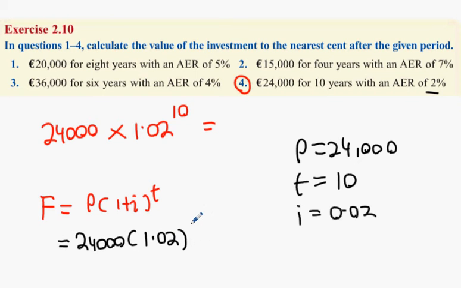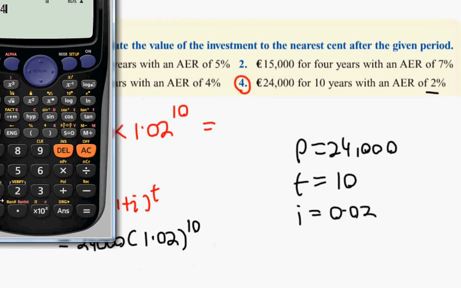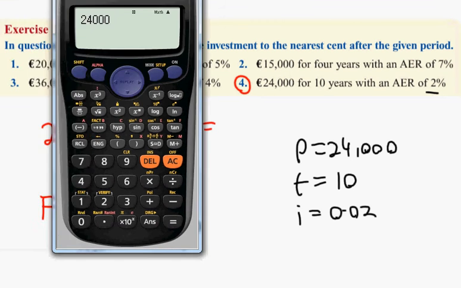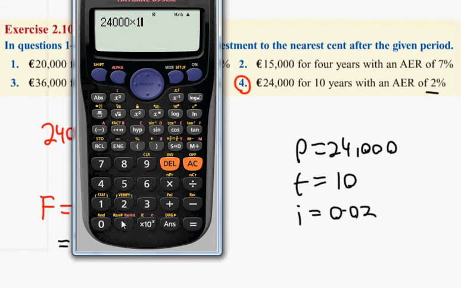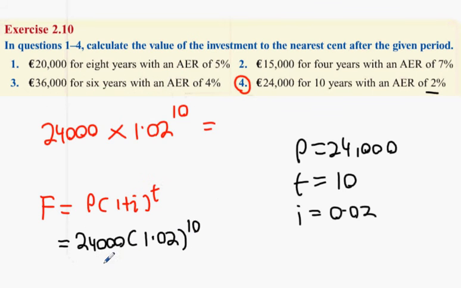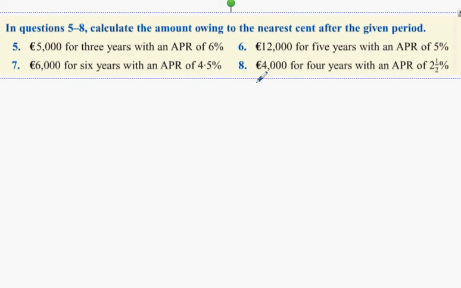And for how many years are we going to do that? 10 years. So 24,000 multiplied by 1.02 to the power of 10. That's nothing new. That's nothing you haven't done before. And you get 29,255.87. Easy enough. All first 4 questions are all the same. We then move on to questions 5 to 7.